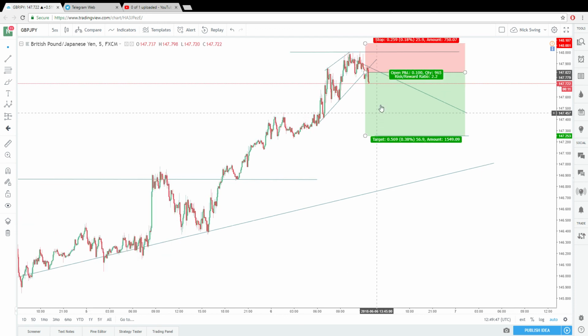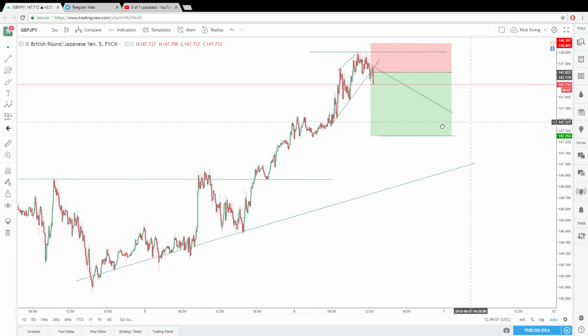So right now on my MT4 terminal, it's telling me that I'm up 9 pips, so I'm up 90 bucks just on this position alone, as well as the other position I opened. So guys, I'm going to go ahead and end the video here.